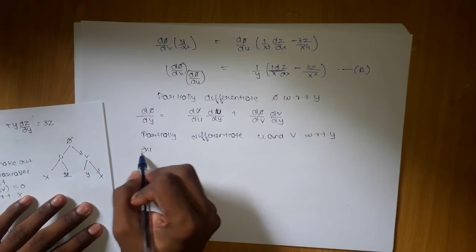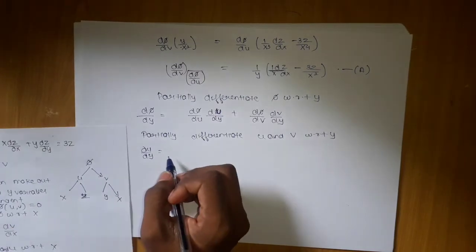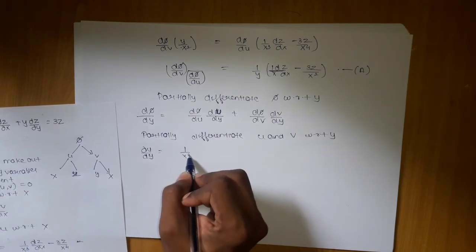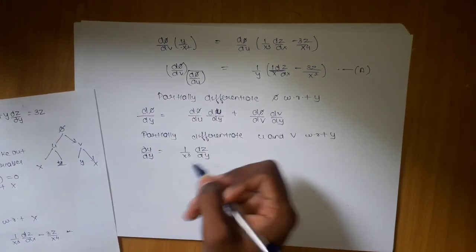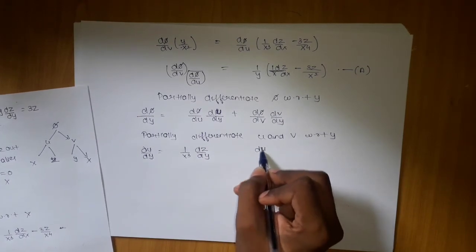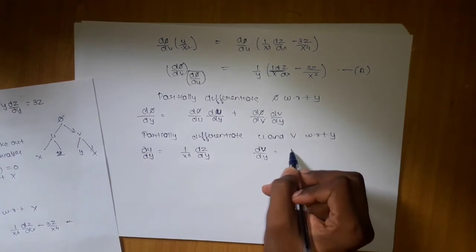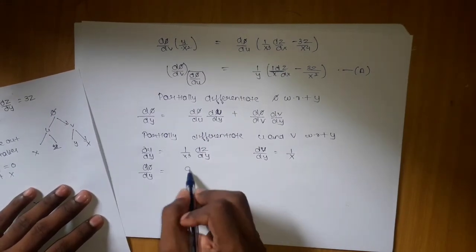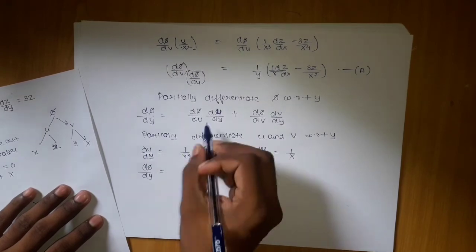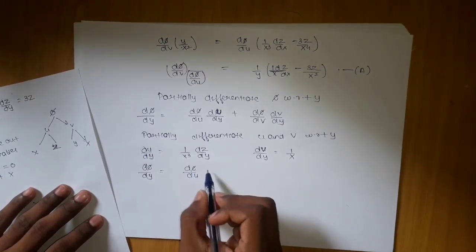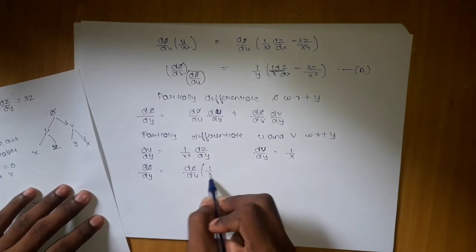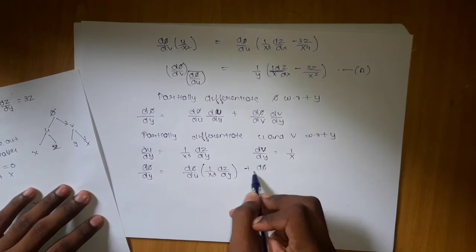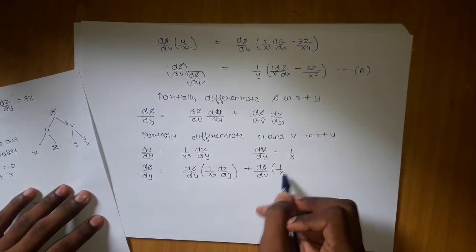If I do that, dou u by dou y will be nothing but 1 by x cube outside and dou z by dou y, and dou v by dou y will be nothing but 1 by x. Let's put the values: dou phi by dou y should be equal to dou phi by dou u, dou u by dou y will be 1 by x cube dou z by dou y, plus dou phi by dou v, which will be nothing but 1 by x.